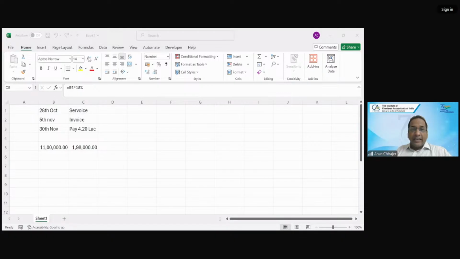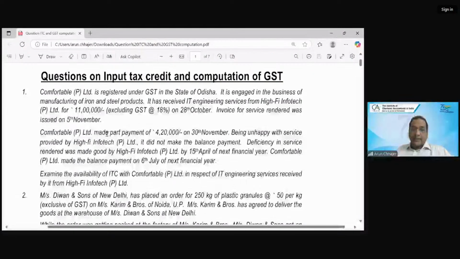Now, let me again show you the question. He has made the part payment of 420. It means, will I reduce 420 from 11 lakh or will I reduce 420 from the total value? Now, I'm giving you 1 minute. Please calculate how much amount of ITC the recipient is required to reverse. Please calculate and tell me.